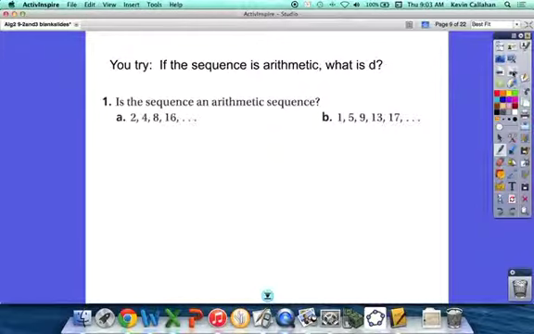So were they both arithmetic? Which one was arithmetic? In the first one, 4 minus 2 is 2. 8 minus 4 is 4. It's not a constant difference. This is a 2. This is a 4. So not equal. So not arithmetic.